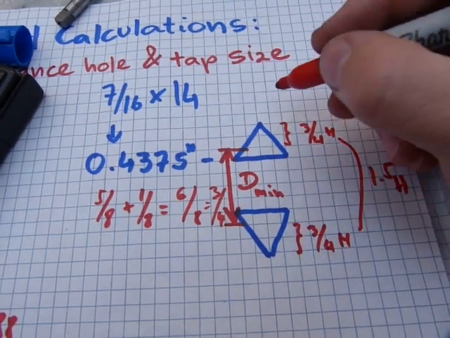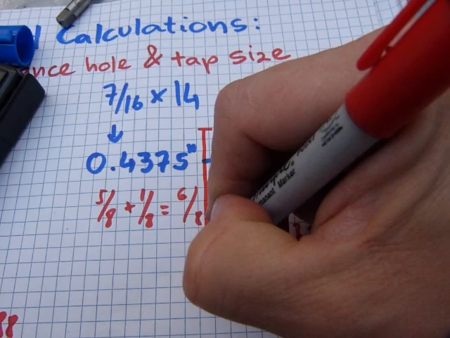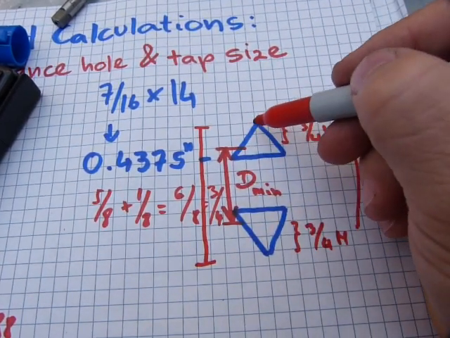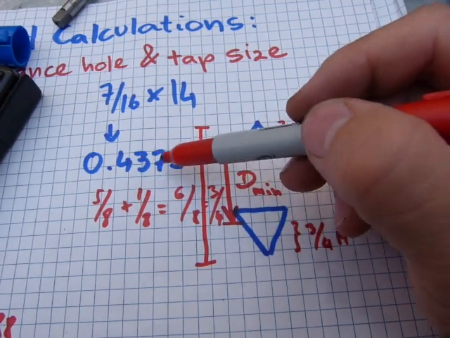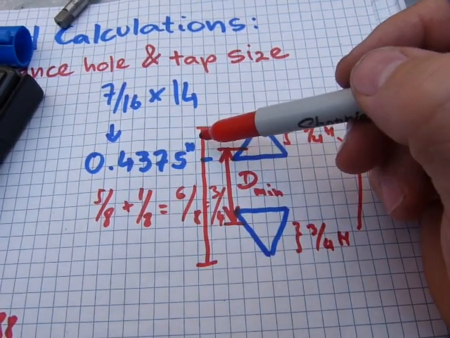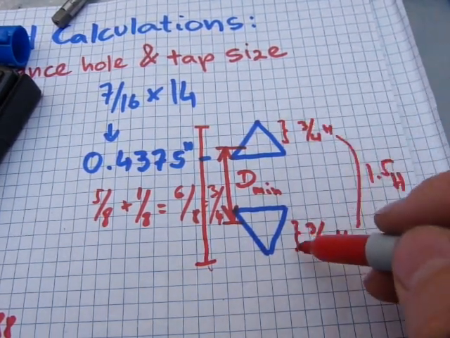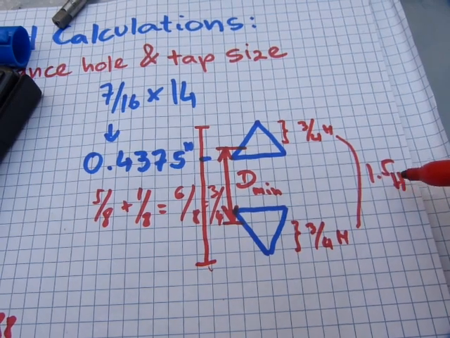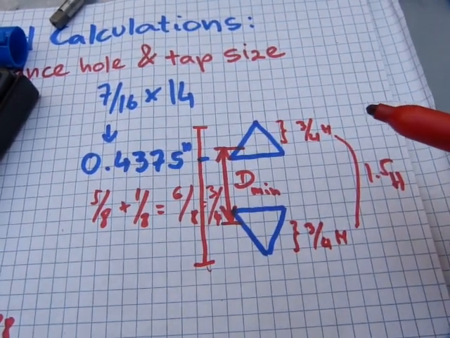So you have to take the nominal size, 0.4375 inches, and this nominal thread diameter is being lessened by 3/4 there, 3/4 there, 1.5 times the thread's height. We don't have the thread's height, you need to calculate it.